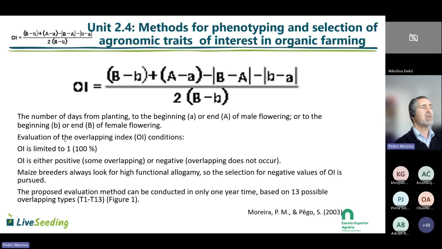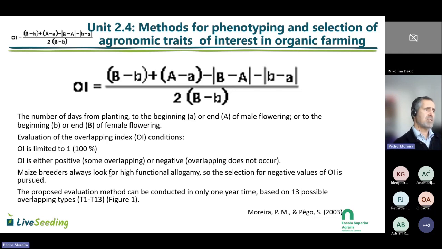So the evaluation of the overlapping index conditions indicated that the overlap index is limited to 1, so it means 100% overlapping, or the overlapping index is either positive, we have some overlapping, or negative. In this case, the overlapping does not occur. It means that you have a plant that produces pollen, but the pollen will not fall on the silks.